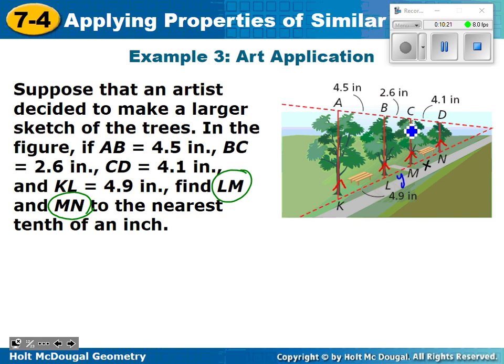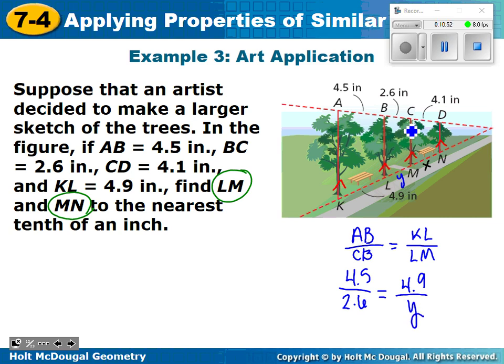Okay, so what would I write down? AB over CB is equal to KL over LM, or ML, doesn't matter. So we are saying basically that 4.5 over 2.6 has to be equal to 4.9 over y.